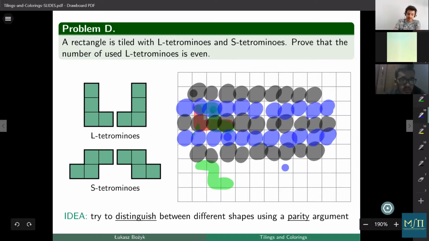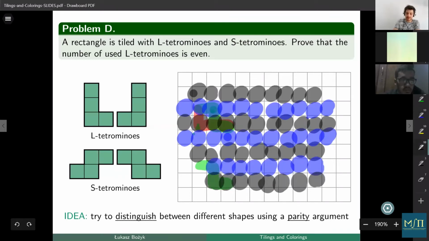And again, this is the coloring that came only from the tile shapes and not from we don't know where. After we color it like this, we can see that every L placed in any possible position covers an odd number of black squares, and every S covers an even number, precisely 2 of black squares.